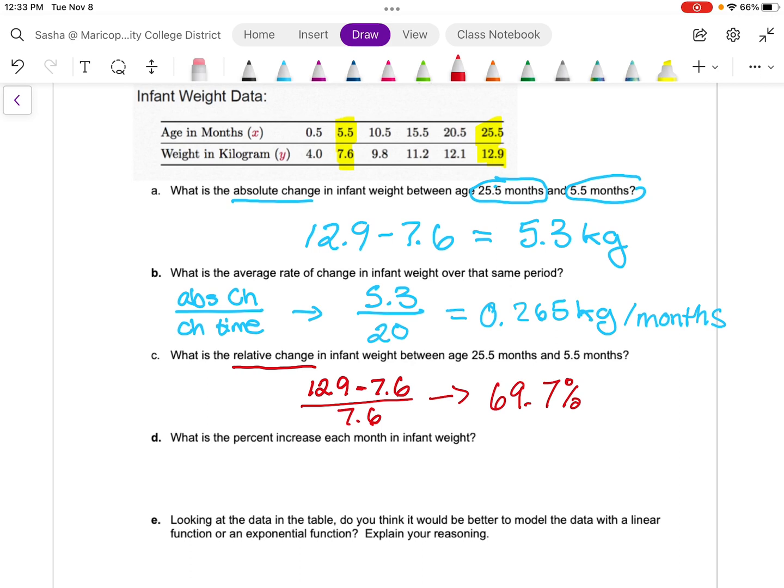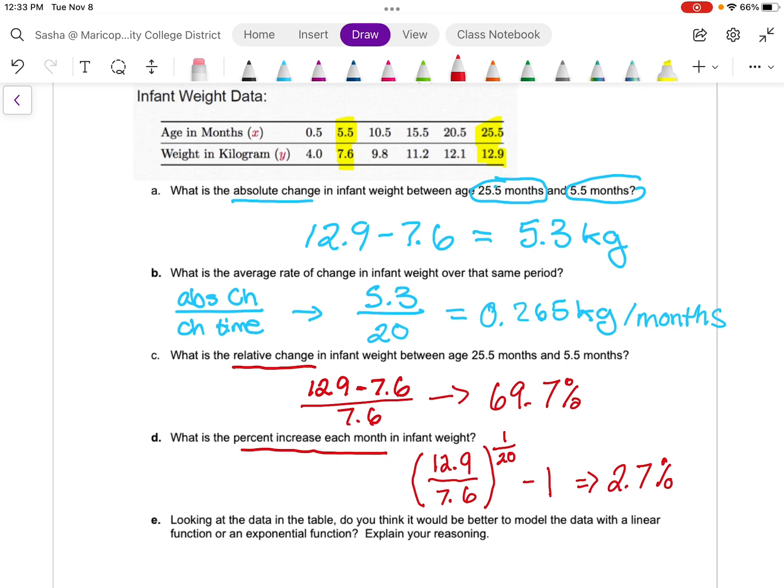Now, if I want to figure out the percent increase each month, I need to do something a little different. There's a few options here. One option is that I take my end value, the 12.9, and divide it by my start value, 7.6, and I'm going to raise all of that to the 1/20th power, and then I need to subtract out 100%, and that would get me 2.7% growth. That's one option to figure out the percent increase.